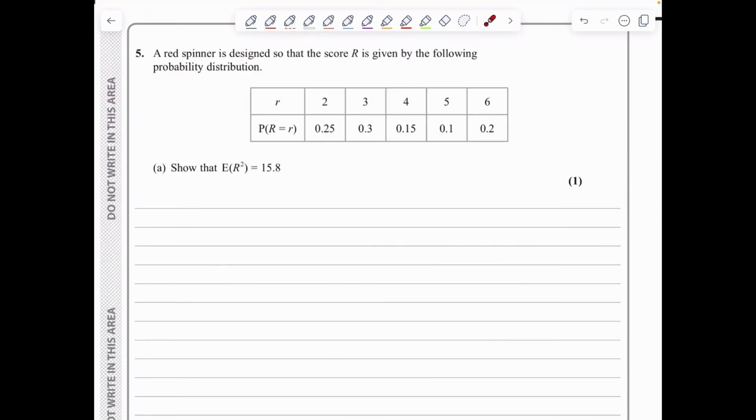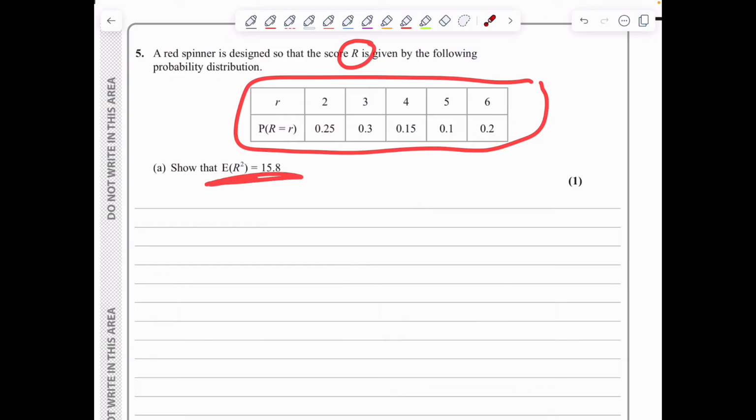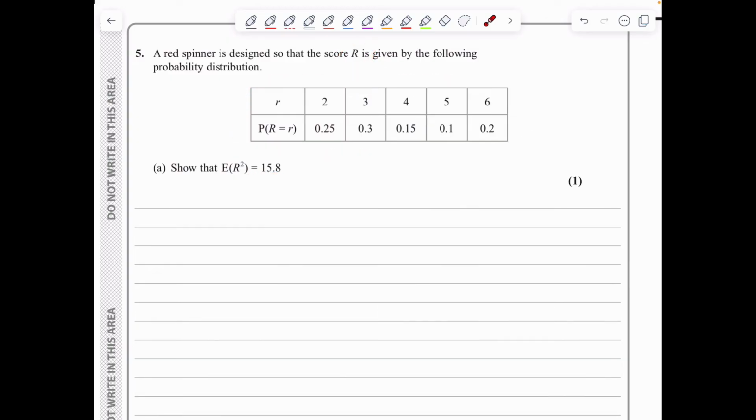In question 5, we've got a red spinner designed so that the score capital R follows the given probability distribution. We need to show that the expectation of R squared is 15.8. So I will simply be calculating this by considering the products of each value of R together with the associated probability and adding up all the pairs. So it's going to be 2 squared times 0.25 plus 3 squared times 0.3 plus 4 squared times 0.15 plus 5 squared times 0.1 plus 6 squared times 0.2, which gives an answer of 15.8 as required.